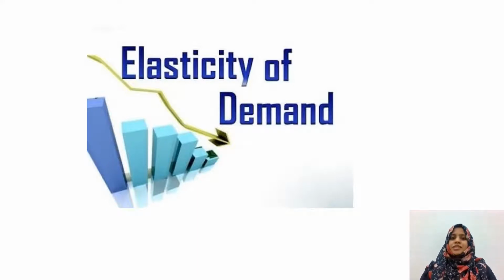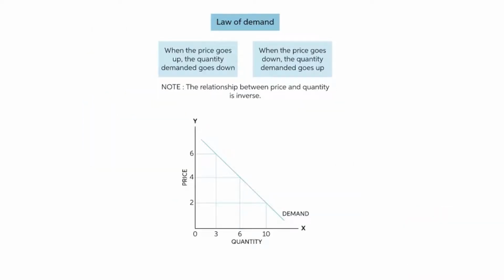Today we will discuss the elasticity of demand and the types of elasticity of demand. You already know that the law of demand says there is an inverse relationship between price and quantity. So when the price goes up for a product, people buy less. When the price goes down, people buy more. But the question now is how much less or how much more they buy, and that's the idea of elasticity.